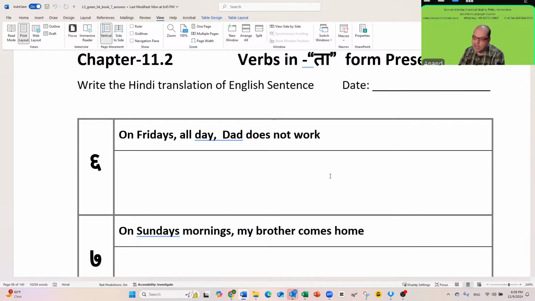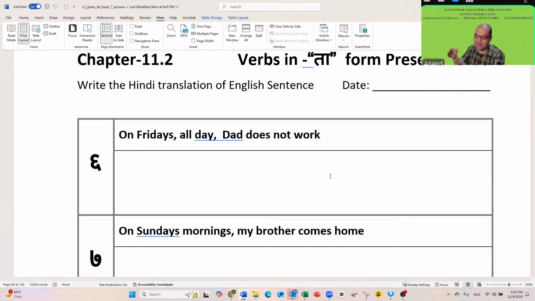Okay. Now, what happens if you, instead of putting nothing or hai, put tha or the in this case? Pitaji, if I say शुक्रवार को पूरे दिन पिताजी काम नहीं करते थे. But doesn't that mean Dad used to not work on Fridays? So what does it really mean? Dad used to not work on Fridays. What does this really mean in positive without taking the negative out? That means Dad works on Fridays now.